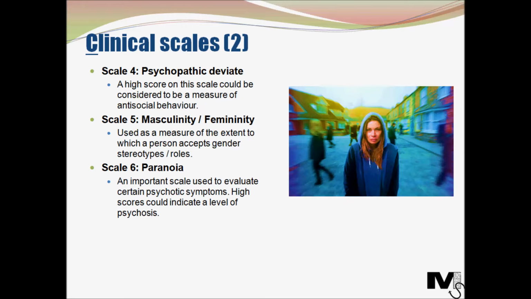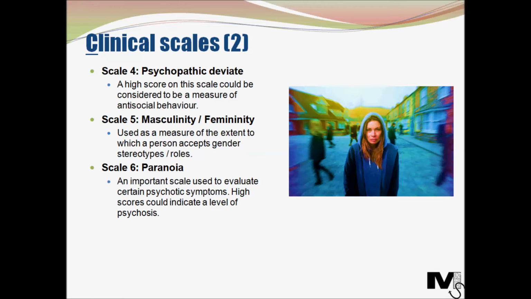The next type of scale is the psychopathic deviate scale. Now, as opposed to what the name suggests, this scale is actually a measure of a personality disorder rather than a psychotic tendency. A high score on this scale could be considered a measure of antisocial behavior and lack of morals. Now, scale 5 measures masculinity or femininity.